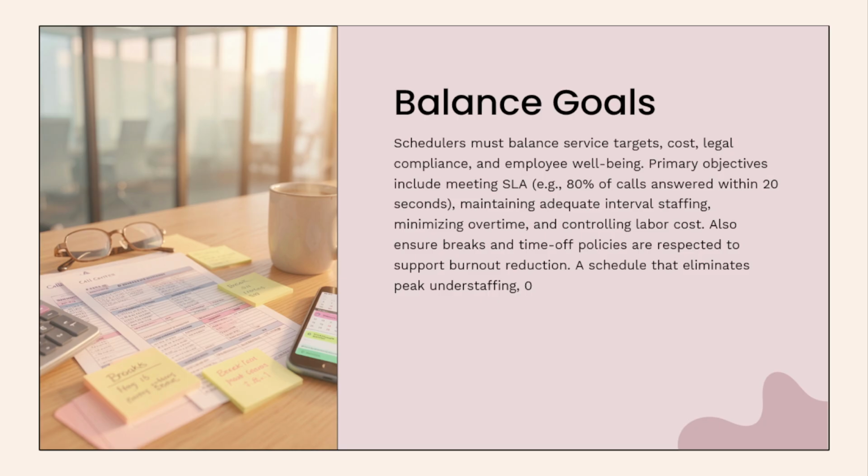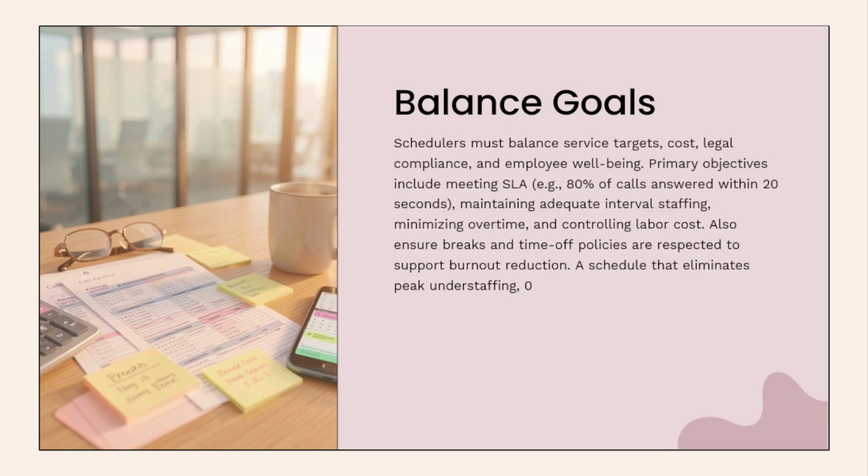Balance goal. A scheduler must balance service target, cost, legal compliance, and employee well-being. Primary objectives include meeting SLA. So as a scheduler, you must balance operations goals, client goals, and also employee well-being. For example, 80% of calls answered within 20 seconds. It is our SLA. Then maintaining adequate interval staffing.